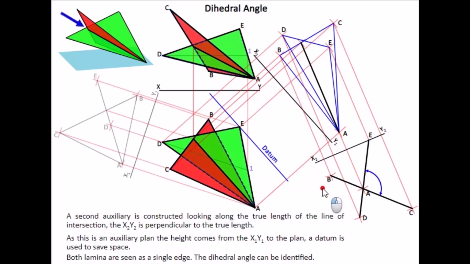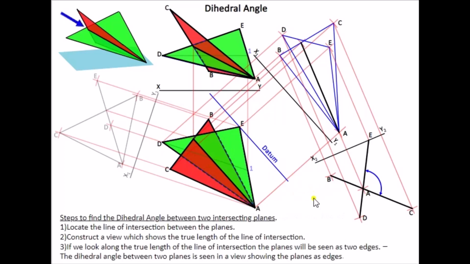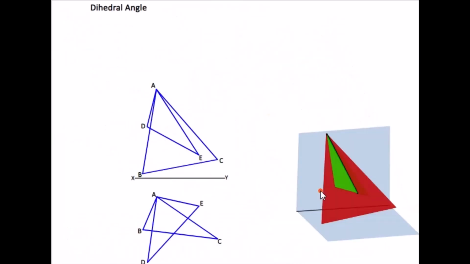Now to introduce a bit of colour into the question. So this is what the full question looks like. So taking a slice across, finding our line of intersection. Once we have our line of intersection found, then seeing it as a true length and then looking down along the true length.